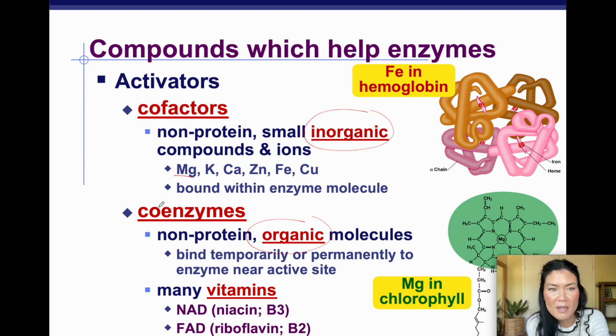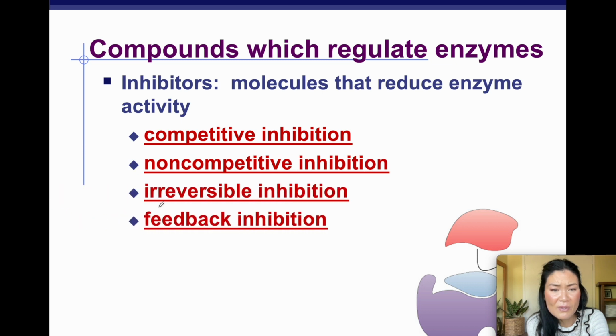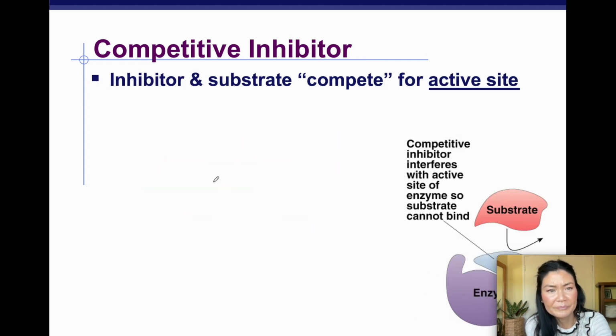B2, coenzyme A, okay? So those are types of activators that help the enzyme. Whereas inhibitors do the opposite, and we'll talk about the 4 types of inhibitors or inhibition. These are molecules that reduce enzyme activity. Competitive, non-competitive, irreversible, and then also feedback inhibition.